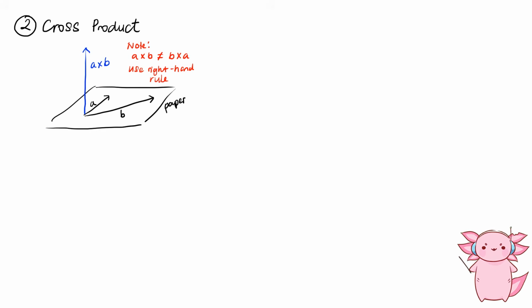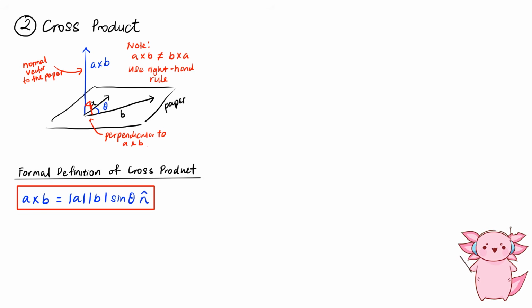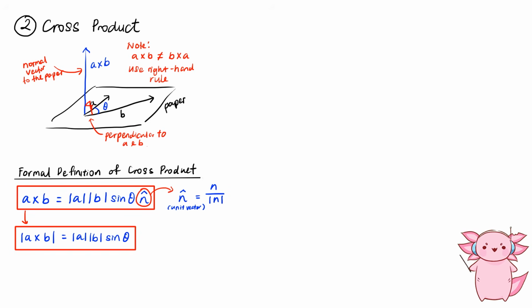Now the cross product of A and B produces a vector that is normal to this piece of paper and is perpendicular to both vectors A and B. So here's the formal definition of the cross product, where this n hat over here is the unit vector of the normal. Another way to write it is that the magnitude of A cross B is just the magnitude of A times B times sine theta.